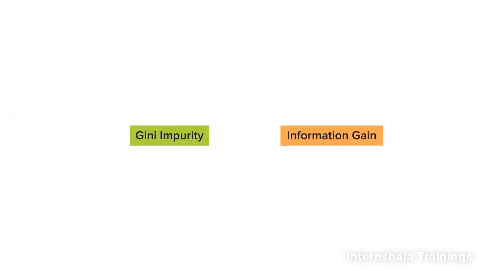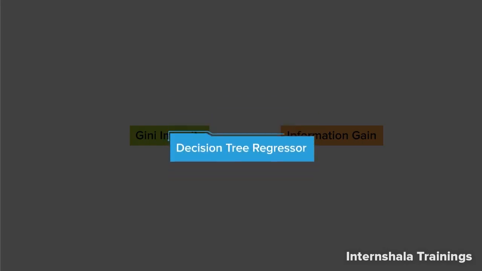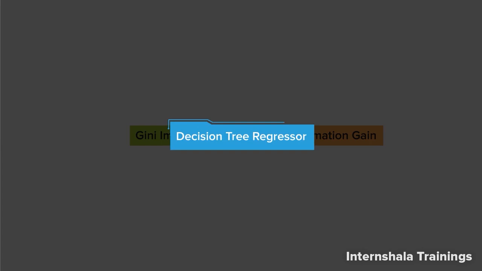So we have completed two methods for finding the best independent variable for a decision tree classifier. In the next video, we will discuss the decision tree regressor.